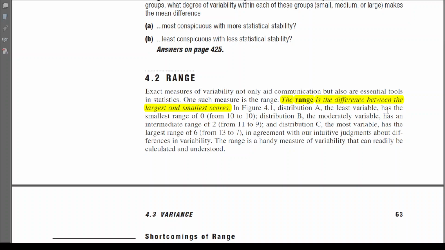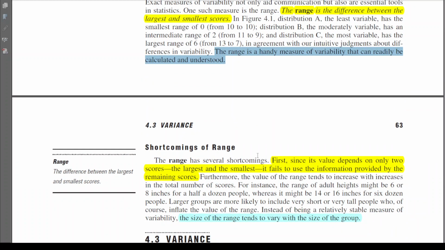Distribution A, the least variable, has the smallest range of 0. Distribution B, the moderately variable, has an intermediate range of 2. And distribution C, the most variable, has the largest range of 6, which is in agreement with our intuitive judgments about differences in variability. The range is a handy measure of variability that can be easily measured and understood.